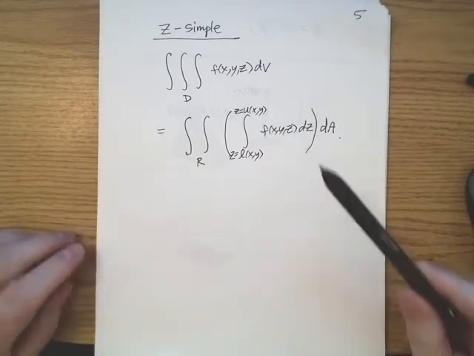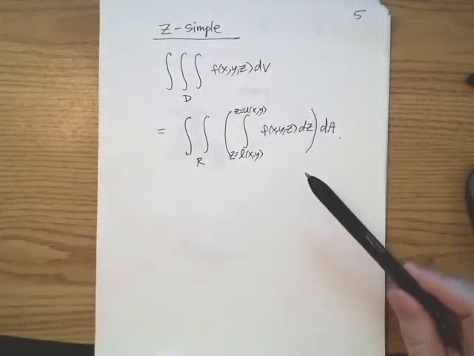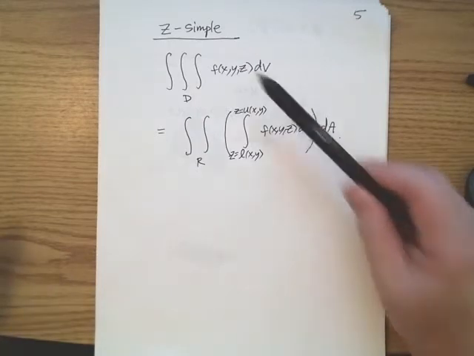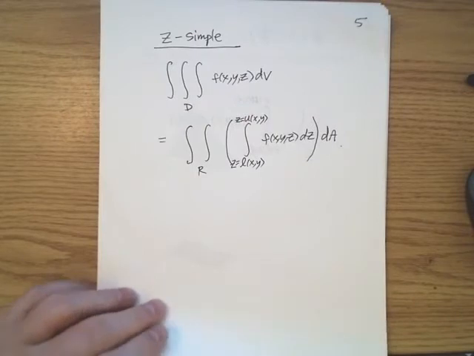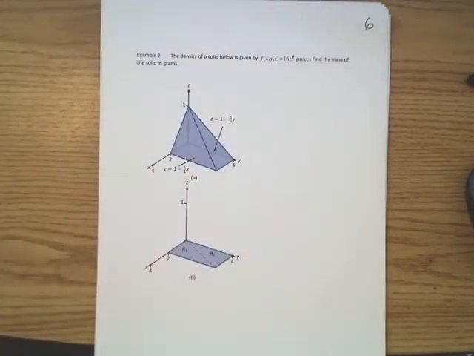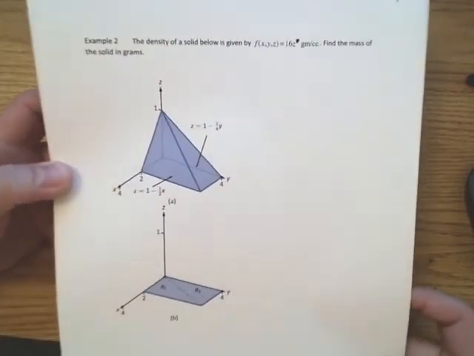And now if it isn't z-simple, then I'll break it. The problems I'm going to take, you're going to be able to break it into a sum of z-simple solids. So let's go ahead and take an example where I actually have to break this into a sum of z-simple solids. Let's see if you can see this.